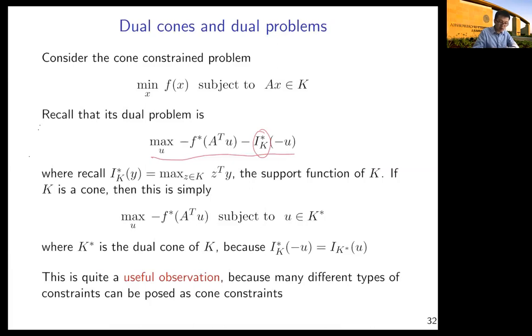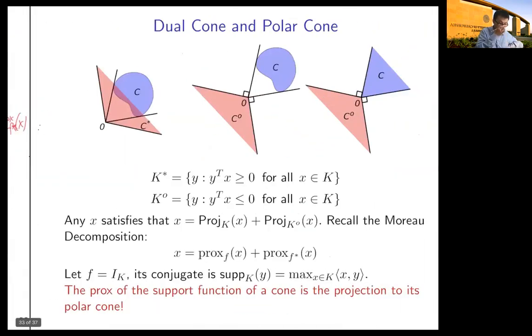So remember that when we talk about the Fenchel decomposition, that's when any x can be decomposed into the prox of f of x plus the prox of f star of x, and this is where we have to apply this again. Notice that when f is an indicator function of a cone, then the corresponding prox of f star is a projection, instead of to its dual cone, to its so-called polar cone. So we'll see this in the next slide.